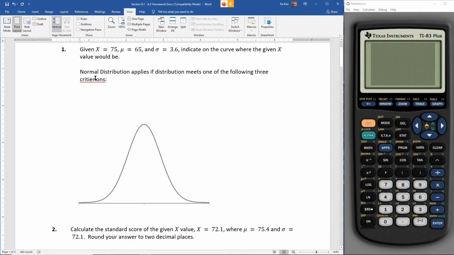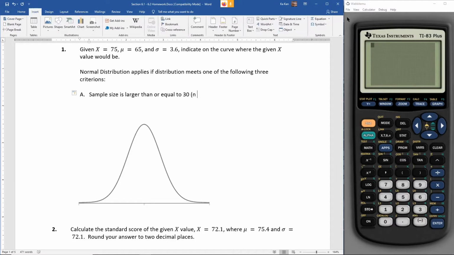And I cannot spell. So the first criterion, if you meet any one of those, then you're good to go. The first criterion is if the sample size is larger than or equal to 30. In other words, the n is bigger than or equal to 30. So that means if you're doing a survey, let's say you want to look for people's income, if you got 30 people or more, we just assume it's normal.